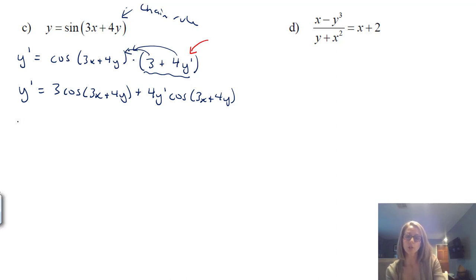So what we'd have to do, like we did in the last example, is factor. So I'm going to have y prime minus 4y prime times the cosine. So I'm just bringing that to the left-hand side.